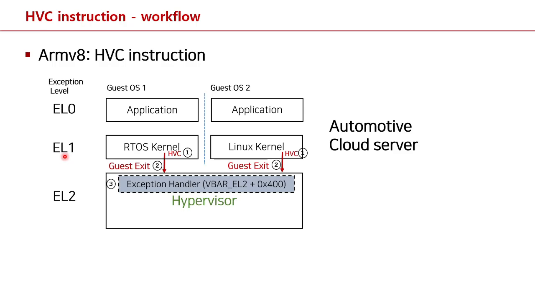As you know, unlike other arithmetic assembly instructions, the HVC assembly instruction will generate an exception. So every time you look into the HVC assembly instruction, you have to think about this kind of workflow.